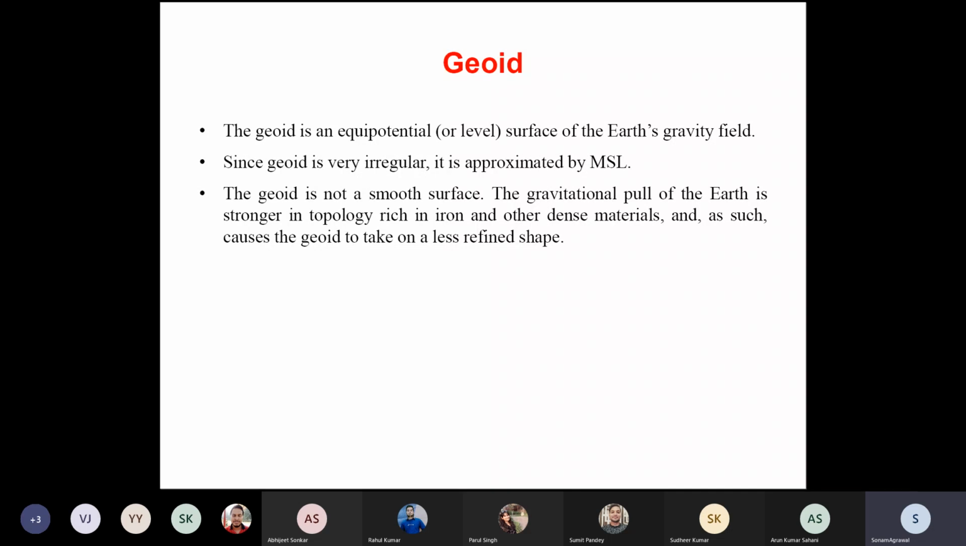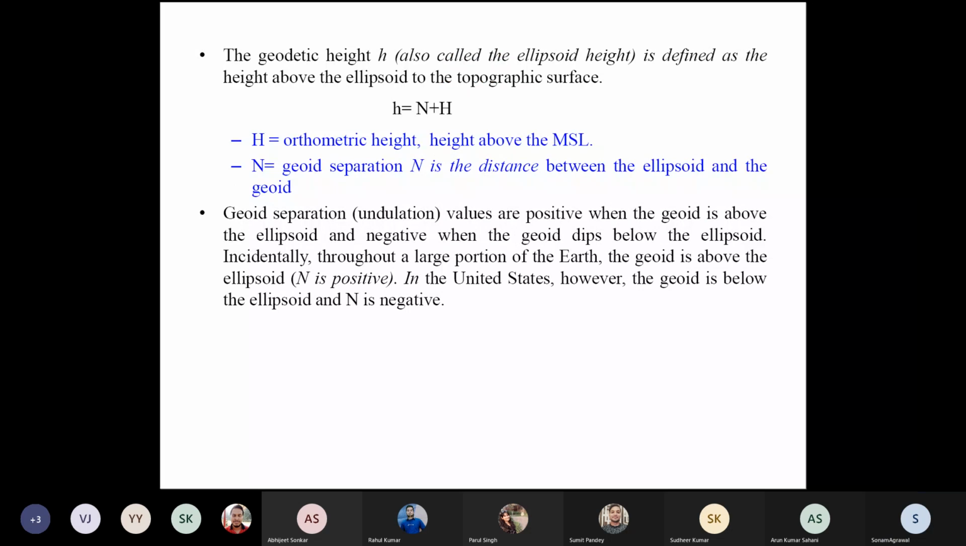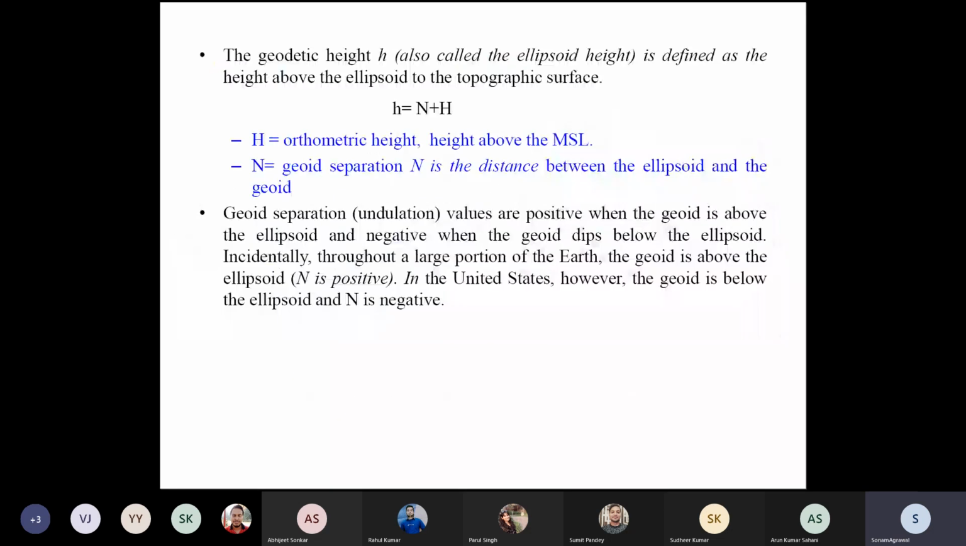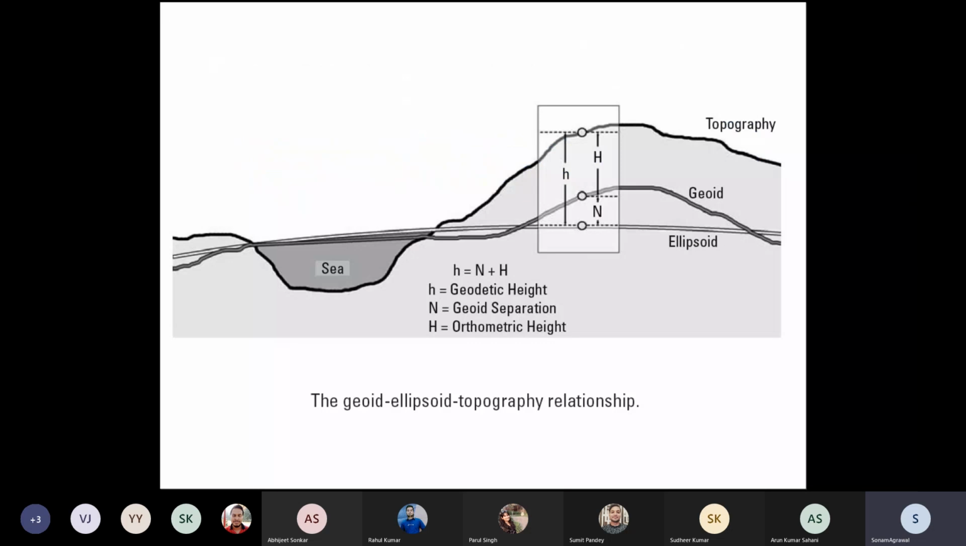So if we see, the diagram is not here, but in this diagram you can see the different types of surfaces: ellipsoid, geoid, and topography. These are the three different surfaces given over here. Which surface is the real surface, or which surface do you see in the real world?